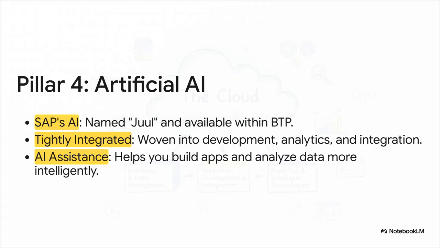And finally, our fourth pillar, artificial intelligence. SAP has its own AI called Joule, and the smart thing they're doing is weaving it into everything on the platform. So AI isn't some extra thing you bolt on later. Nope, it's right there, baked in, ready to help you build faster, analyze data smarter, and just work better.